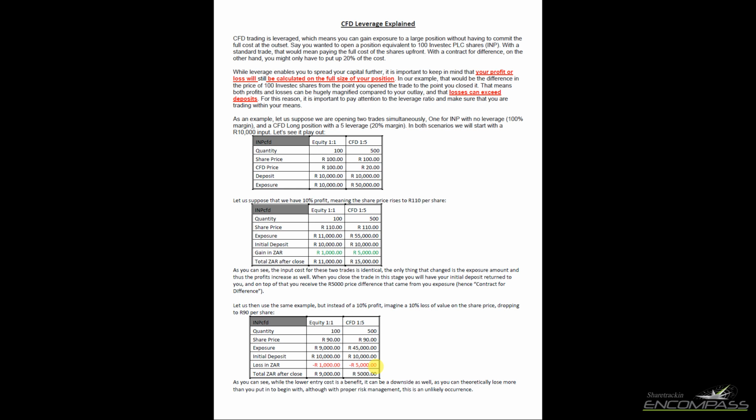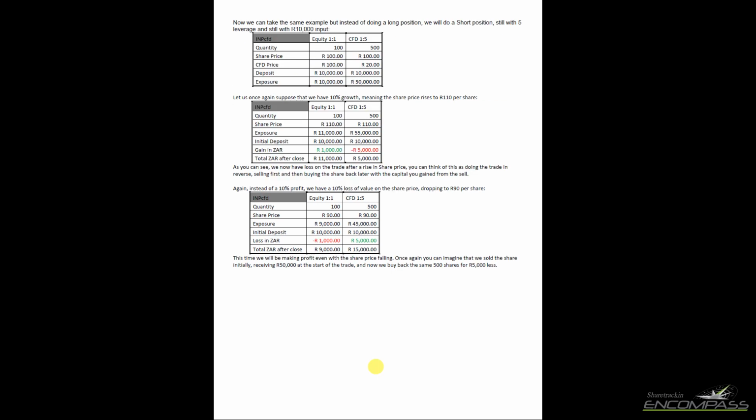So that's for a normal long position. As we said earlier though, you can trade in both directions. So you can actually make money as a share is falling on a short position. So we'll take the same example, 10,000 Rand worth of shares, or a 10,000 deposit input at the start, for a short position still with 5 leverage.